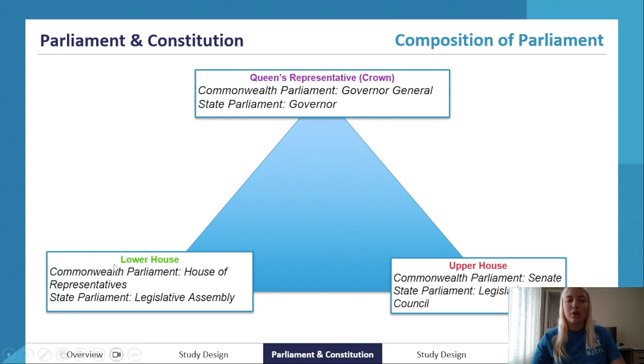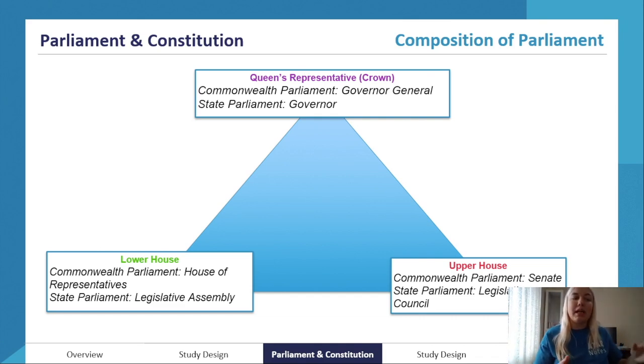The lower house in the Commonwealth Parliament is referred to as the House of Representatives. Within state parliament, in Victoria, this is referred to as the Legislative Assembly. The lower house is referred to as the House of Government. This is basically the party that has the majority of seats in this house. The party that has the most members when they get elected forms government.